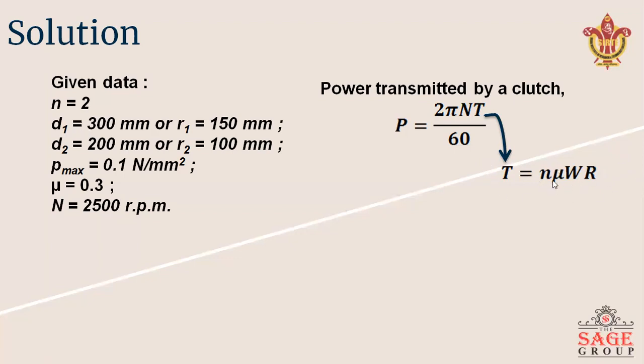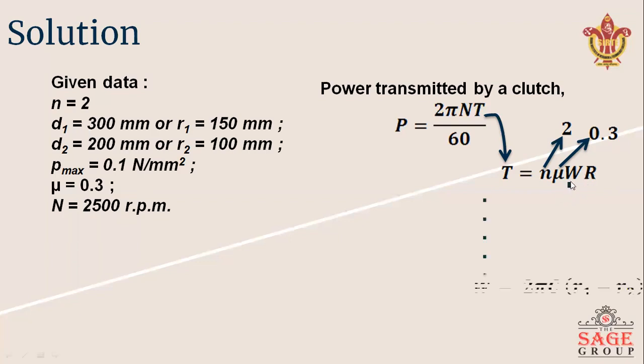Here the value of n is equal to 2 and mu is equal to 0.3. Now we have to calculate the value of W, the axial load transmitted to the clutch, and the mean radius for uniform wear theory. The load transmitted to the clutch W is equal to 2 pi C (r1 minus r2), as we know. But here you can see that a new term C comes. What is the value of C, and how will we calculate it?